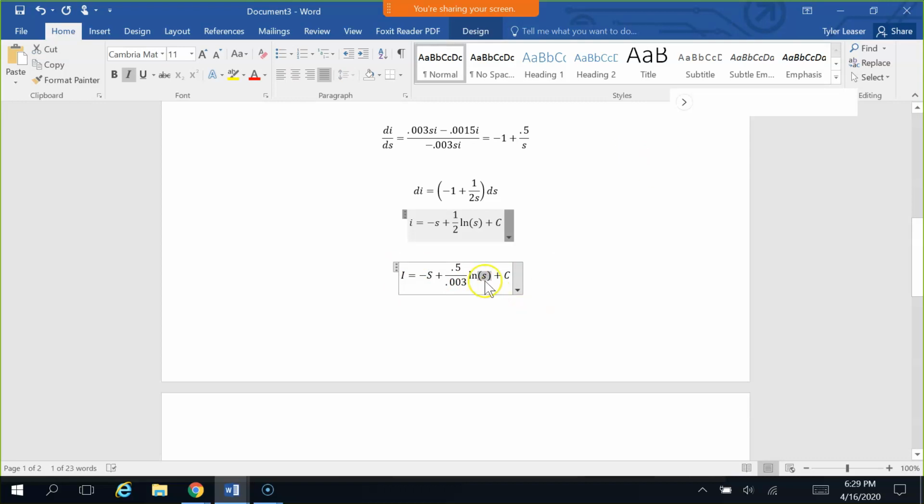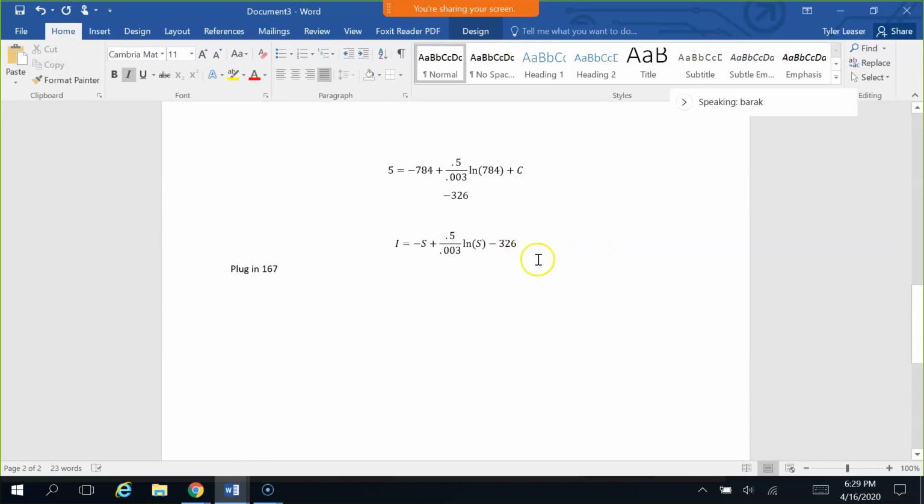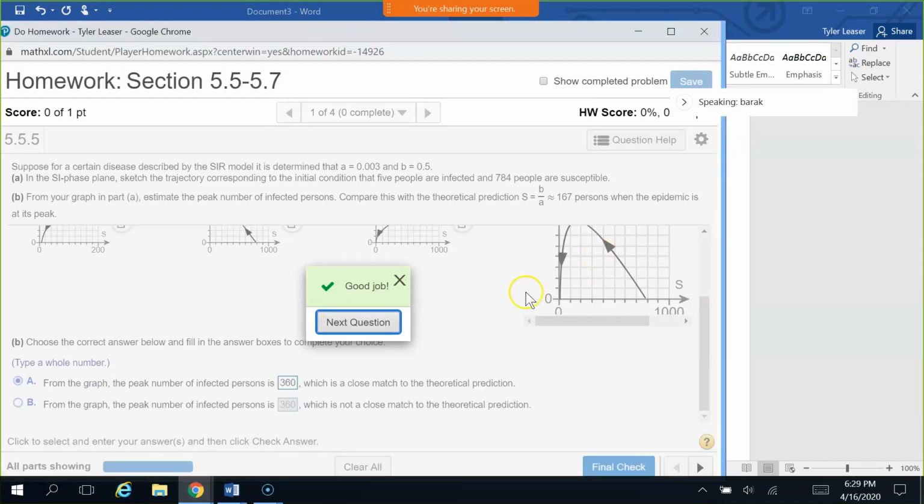From here, we use the initial conditions of when we know a certain number of infected to susceptible to find the constant at the end. This, we could then graph, just thinking of the S as the independent variable, the I as the dependent variable, and get the graph for it. That's the graph for part D here.